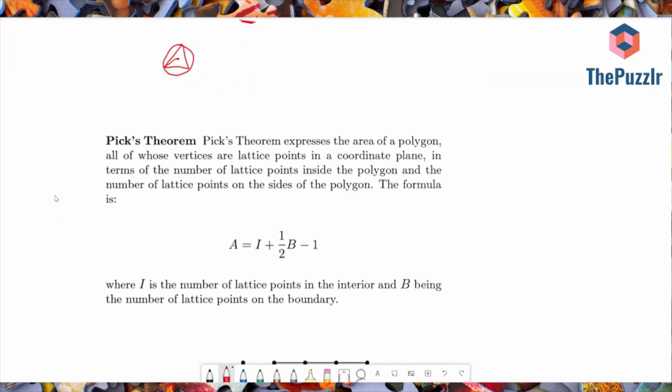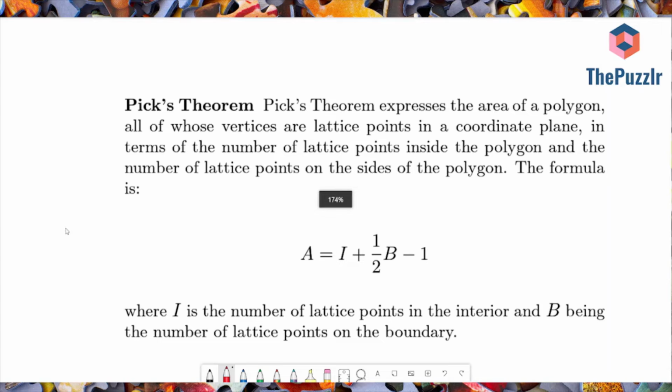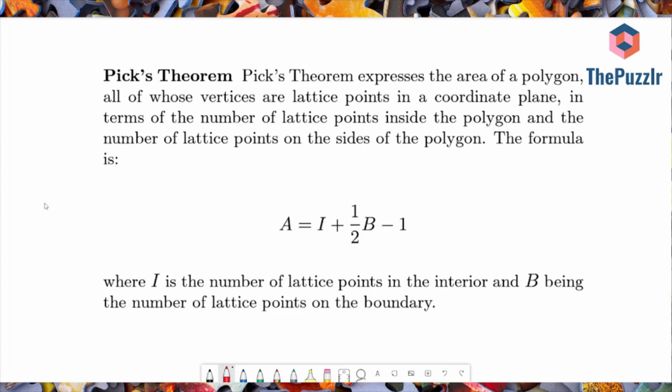Okay, this one's pretty cool. It's called Pick's theorem. Pick's theorem expresses the area of a polygon, all of whose vertices are lattice points. Lattice points are points whose coordinates are integers. So no decimals, no fractions, only integers. They can be negative, but they need to be integers.